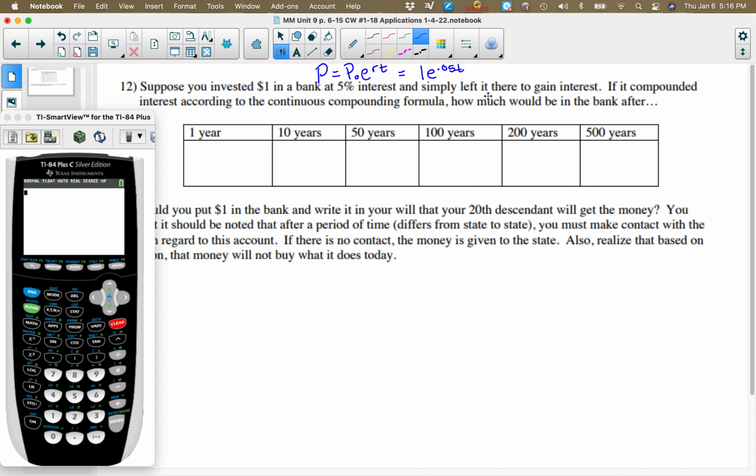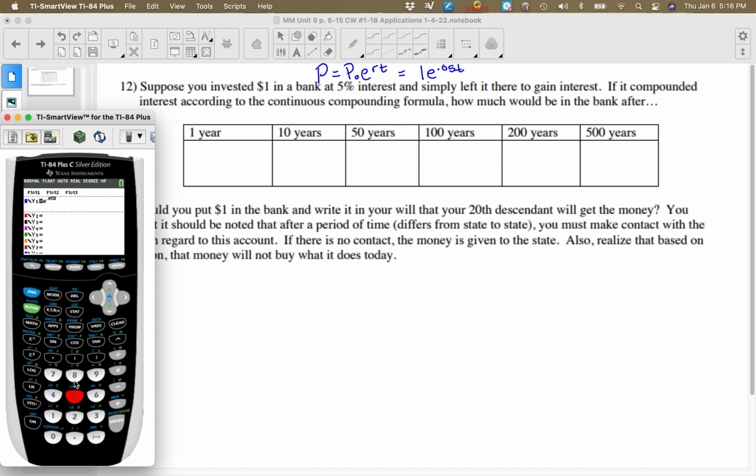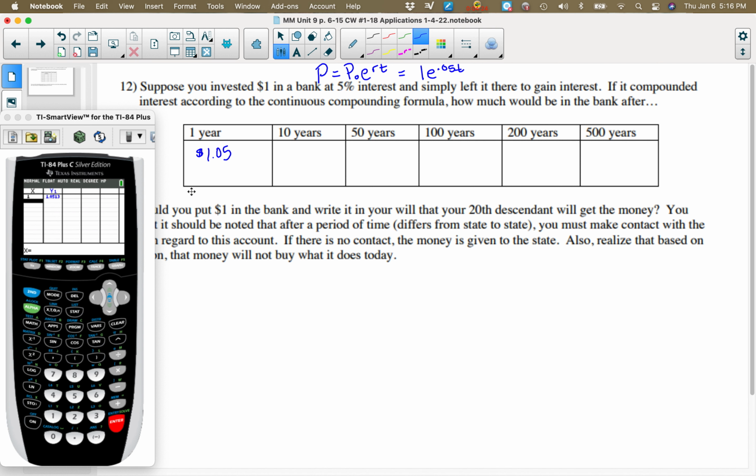And then we're going to plug in for different amounts of time, which means you can actually set this up. If we type in for y1, e to the 0.05 x, and I go to my table, let me make sure it's set up to ask and auto. I'm going to delete things I have in there already. Now I can just type in a 1, and I see that it would be $1.05. Type in a 10, and you would have $1.65 if you round it to the nearest cent.